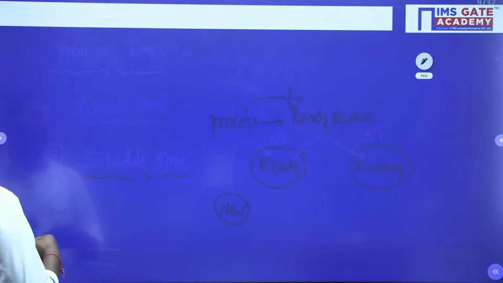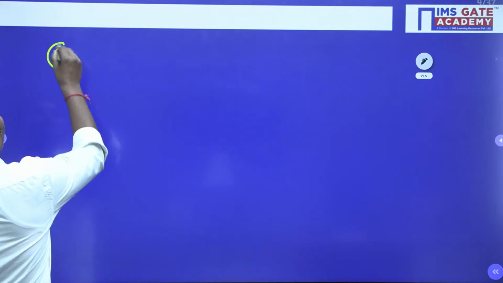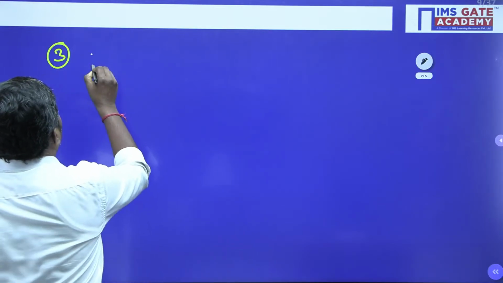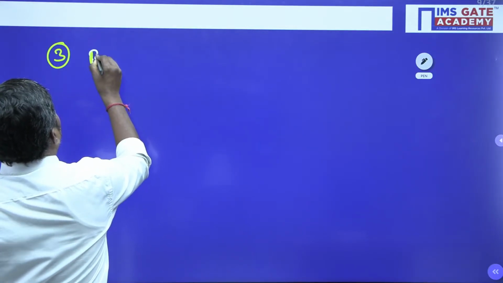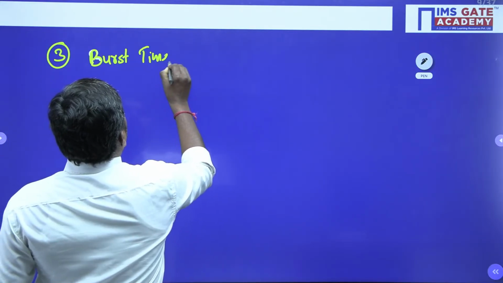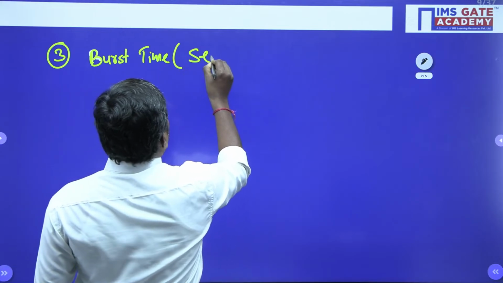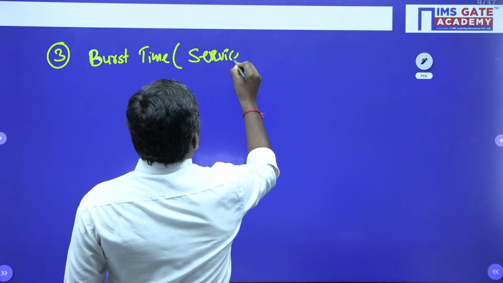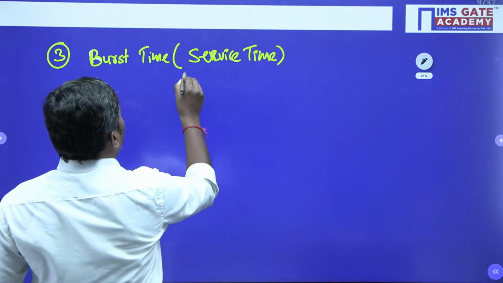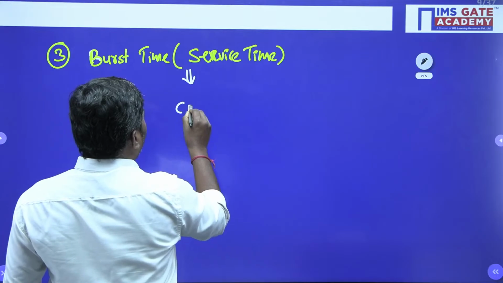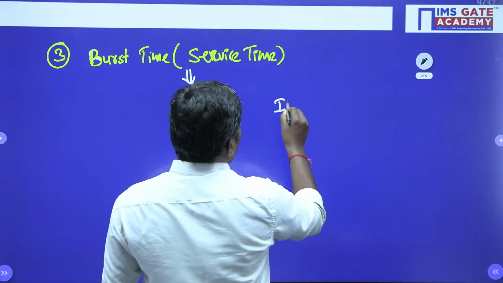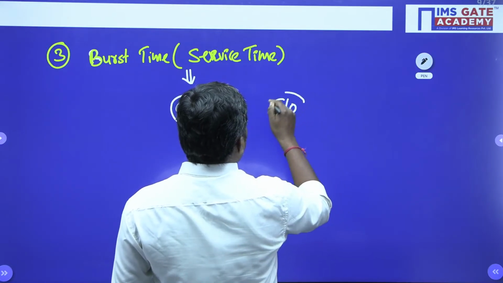Okay, two terms are over. Third one: after arrival time and schedule time, burst time. We use the word burst time. Burst time is also known as service time. Please observe, here is a CPU state, and somewhere here IO is also there.